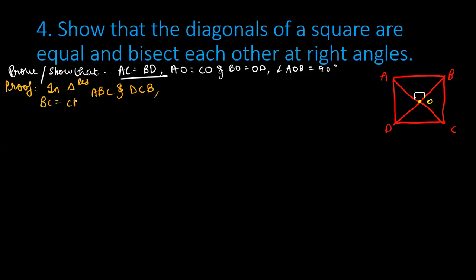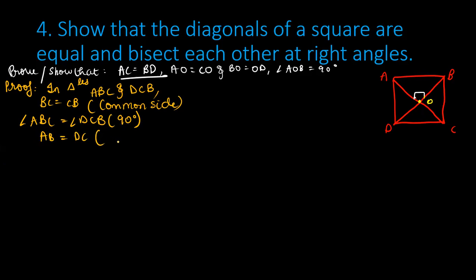First, I can say BC is equal to CB because it is a common side, right? Please look at the figure when I'm talking about sides, angles, etc. So BC is equal to CB. This is the common side. Then what else can we say? We can say that angle ABC is equal to angle DCB, because we know that the angles of a square are 90 degrees, right? Then also I can say that AB is equal to DC. Why? Because sides of a square are equal to each other.